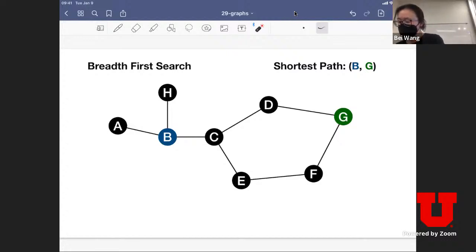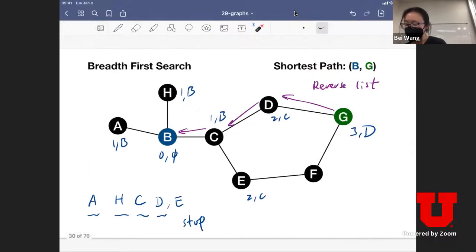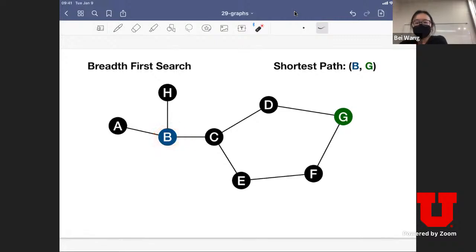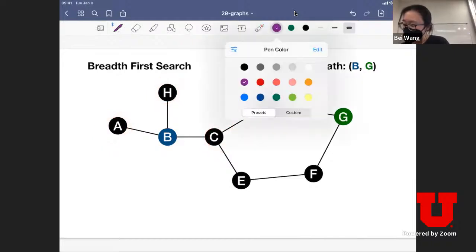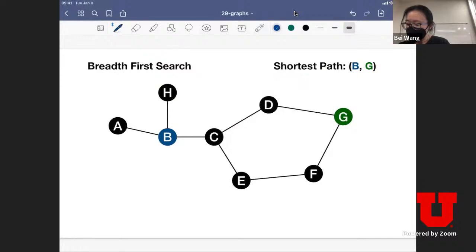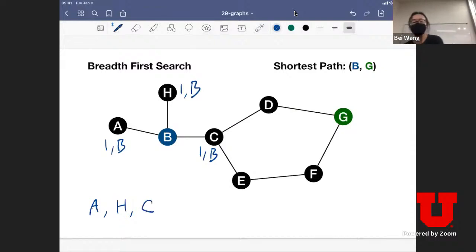Our starting point is node B, and I'm going to track how many steps it takes to go from B. First, I start with B. I look at all its immediate neighbors, A, H, and C. I mark that H is one step away from B, A is one step away from B, and C is one step away from B. I'm also going to put them in a queue in some order: A goes into the queue, H goes into the queue, and C goes into the queue. This is my neighbor set in the first step.